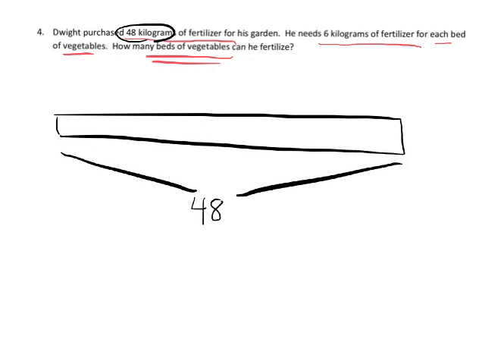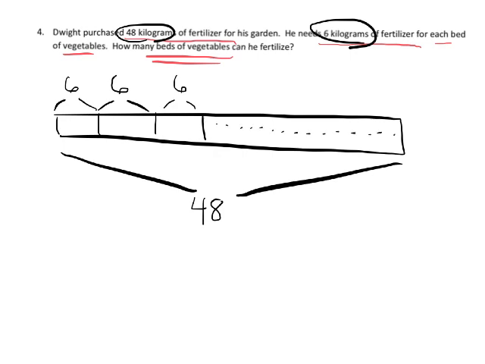of fertilizer. And we know that he needs 6 kilograms for each bed. So here's 6 kilograms, here's 6 kilograms, here's 6 kilograms. And the idea is we're going to keep going until we reach 48. And so the question is, how many beds? So in other words, how many groups of 6 are we going to need? And so there are a lot of ways we could have done that.